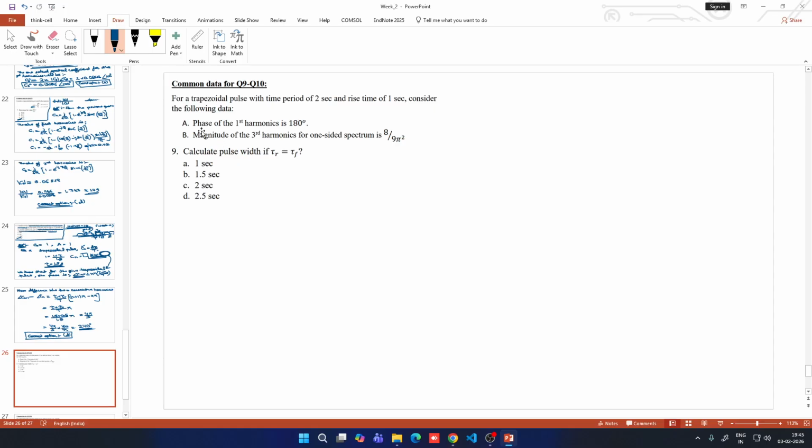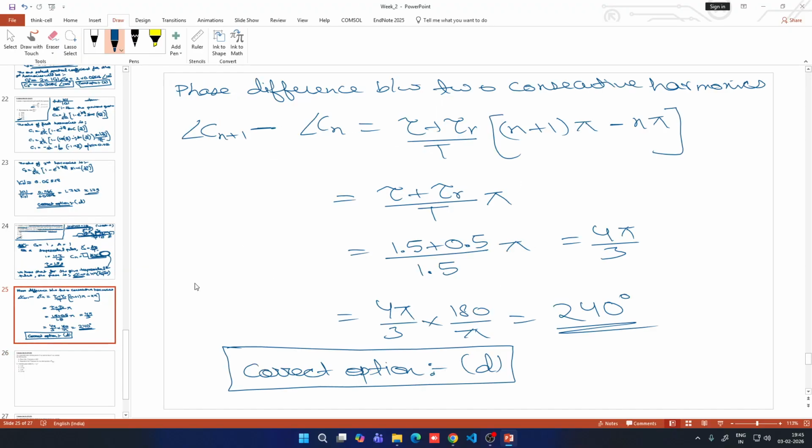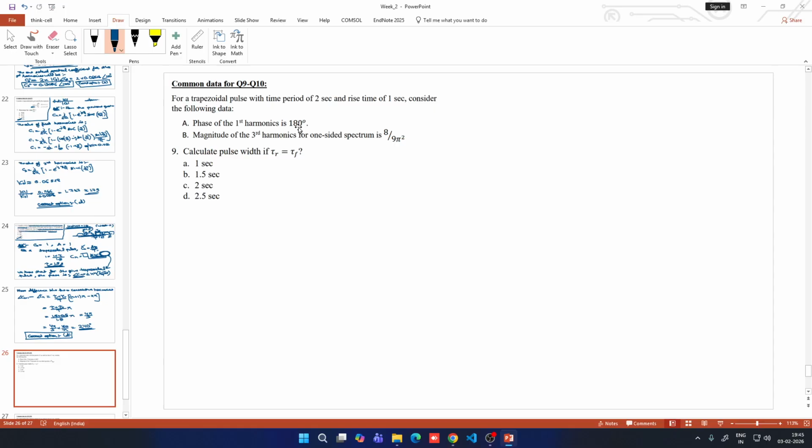For questions 9 and 10, they have used the same trapezoidal pulse with a time period of 2 seconds and rise time of 1 second. The phase of the first harmonic is 180 degrees, so we have to use the same formula that we have used. The magnitude C3 is given; for the one-sided spectrum, C3 plus is 8 by 9 pi square. Now we have to calculate the pulse width if the rise time and fall time are the same. So they are asking about tau. When the question is asking about pulse width, that means we have to calculate tau.